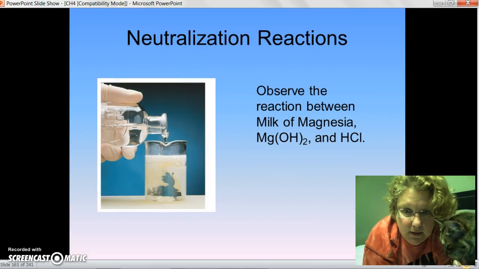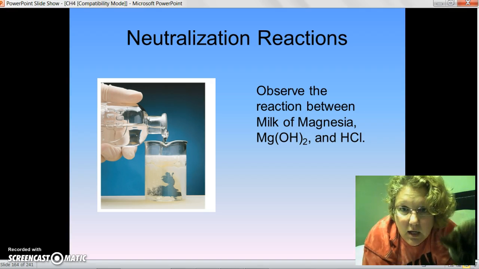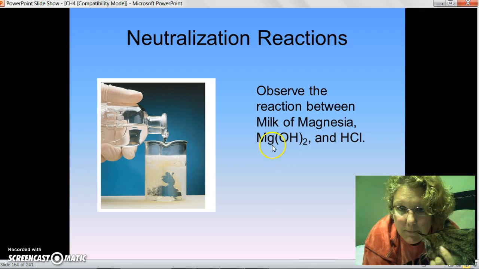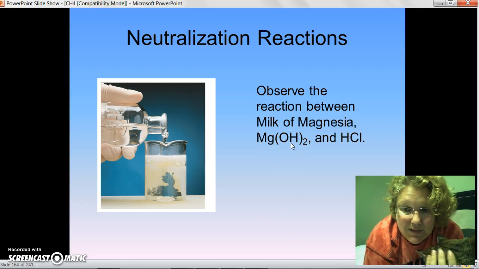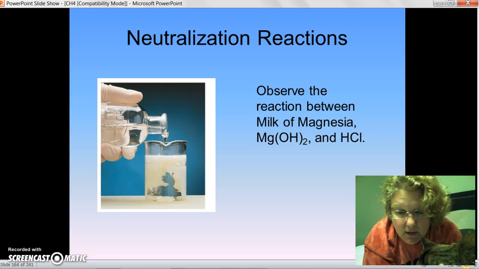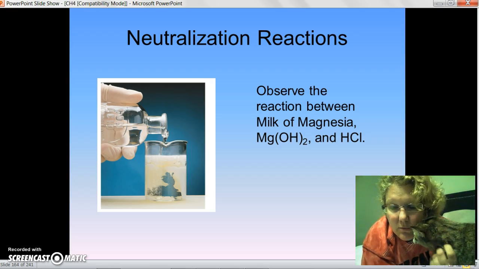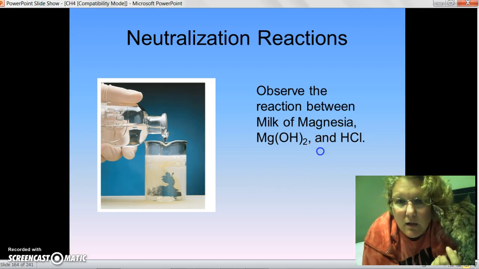Now, this is an example of one that will be a little bit more complicated. The hydrochloric acid here is, of course, a strong acid, but magnesium hydroxide is not one of those soluble hydroxides, so it's not a strong base. It's a weak base. So we'll do this one in class. I don't even want to try to talk through that one.